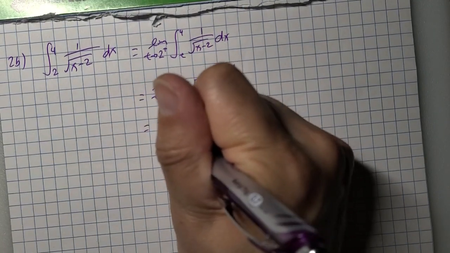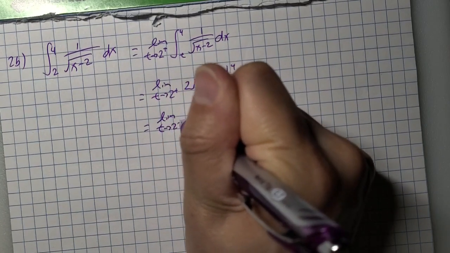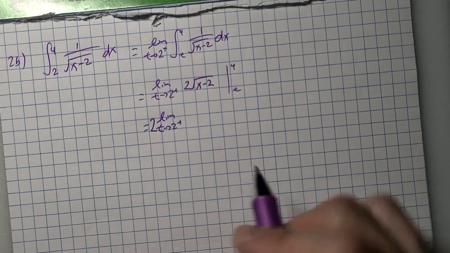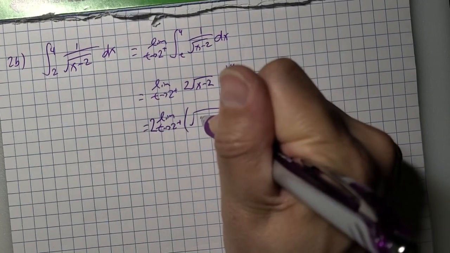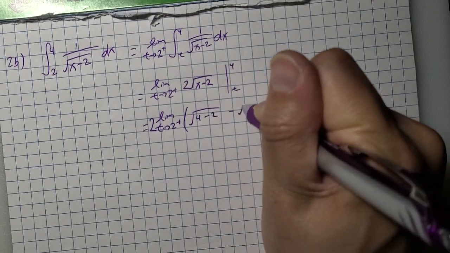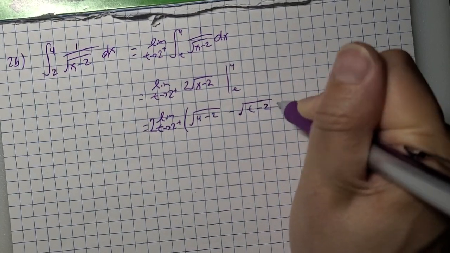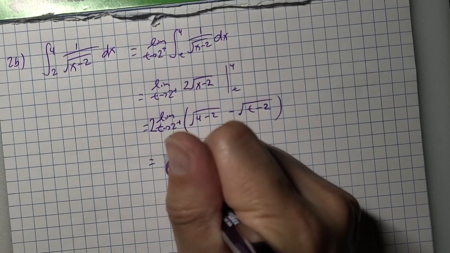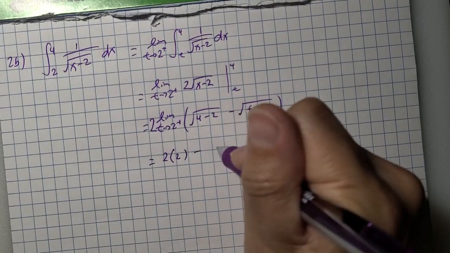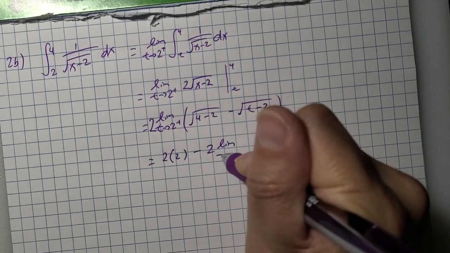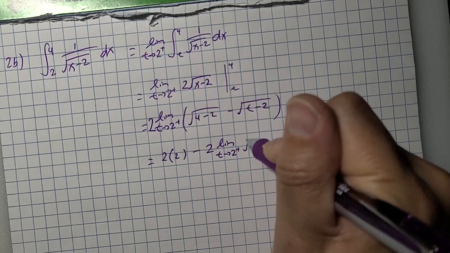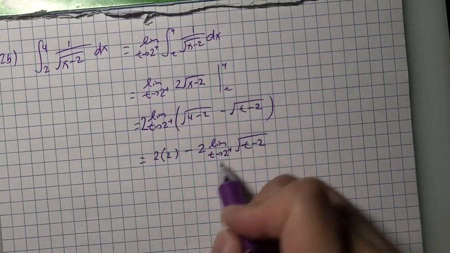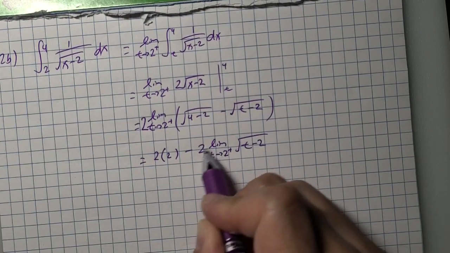Okay. So we have the limit as t approaches 2 from the right. We can factor out the 2, move the 2 out to the front. That'll be square root of 4 minus 2 minus square root of t minus 2. Okay, this limit is just, you can rewrite this as 2 times square root of 2 minus 2 times the limit as t goes to 2 from the right of square root of t minus 2. Okay? This guy is easy. This limit goes to 0. So it's 2 times 0 is 0.